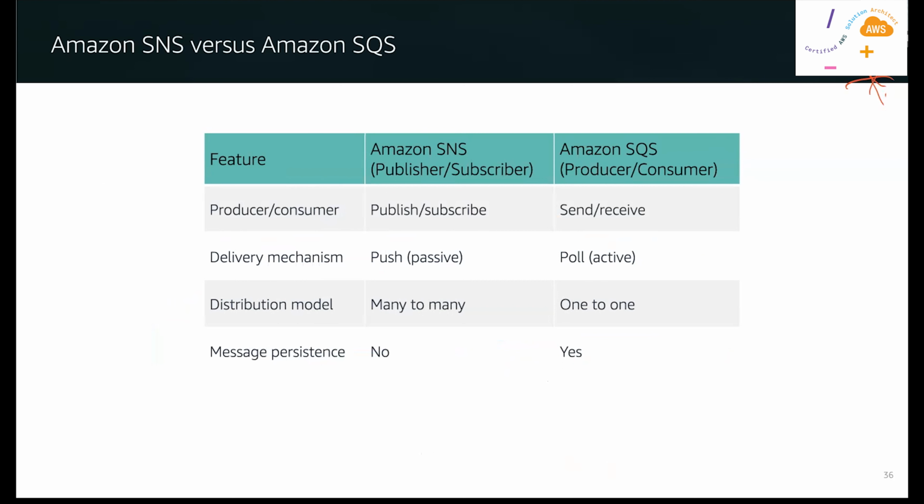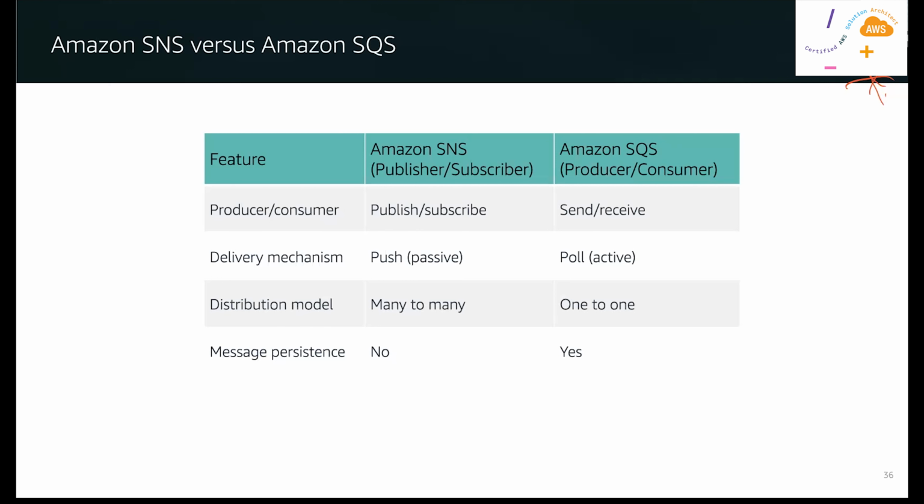Now, the delivery mechanism in SNS: the subscriber needs to do nothing to get the message. Your mobile phone receives the notification without doing anything, without requesting or calling a procedure or an API. It will receive the message because it was subscribed. In queuing, it's active polling, which means your mobile device, if it wants to get the latest content, needs to go to the queue and pull the head of the queue. Now, the distribution model in SNS is many to many.